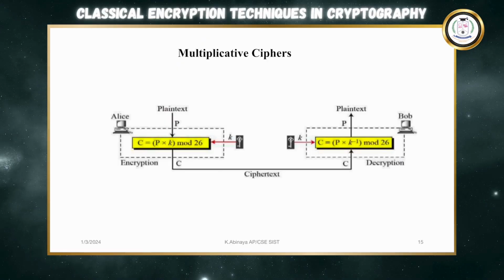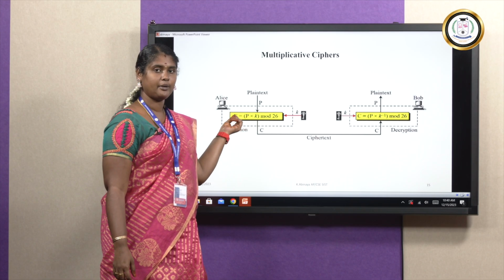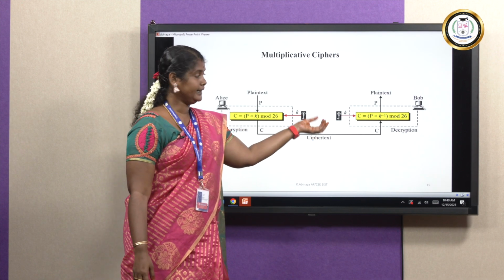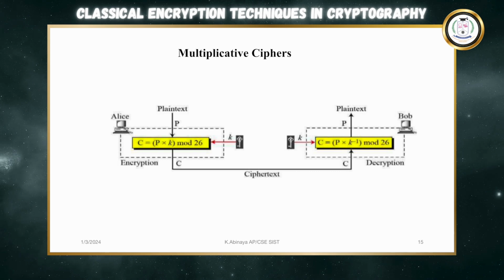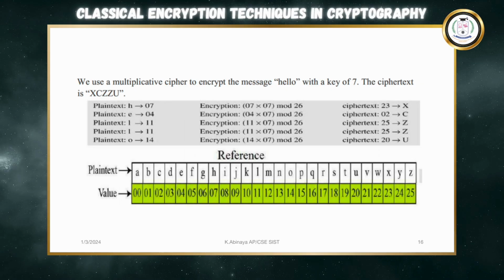In the next one, we are having the multiplicative cipher. If on the encryption side you are doing a multiplication, that is your plain text into key, modulus of 26. Again, in decryption we need to do plain text into key inverse, modulus of 26. Then only can you retrieve your original data. So this is an example for that.